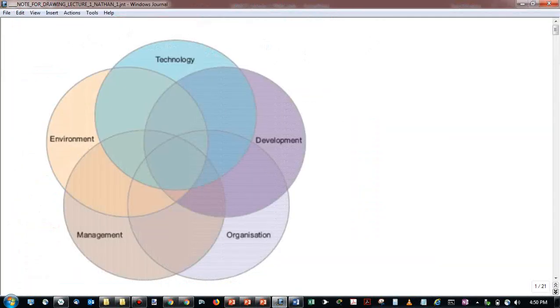You'll see here that one obvious one is technology. It's an obvious area. Development, or making these systems, is another area. The organization also has an influence. The management of these systems also has an influence. And then the environment that you're in. If you're looking in the middle here, this is where they all intersect. So they all influence this middle part, which is the thing we're talking about, the information systems part, at the moment.